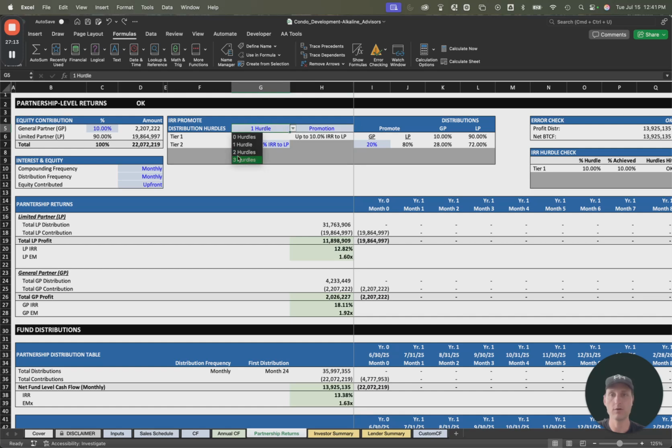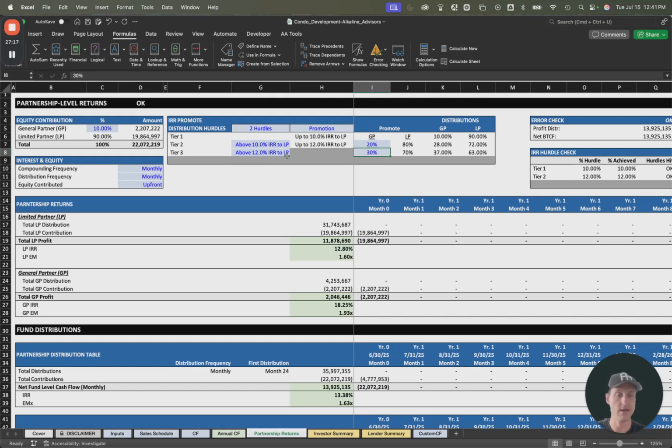And if you have more hurdles, you can add more hurdles, different promote structures, and things will be allocated accordingly between GP and LP. Then in terms of interest and equity, we can choose the compounding frequency for the pref. Is it monthly or is it no compounding? We can choose the distribution frequency for the LP. Are we making distributions annually, quarterly, or monthly?